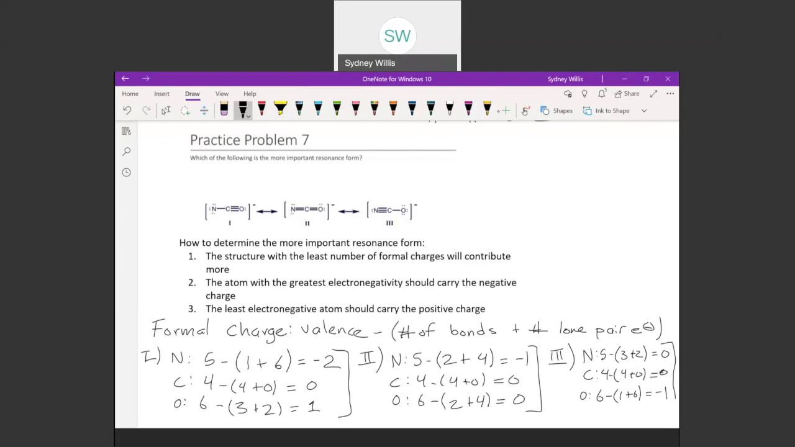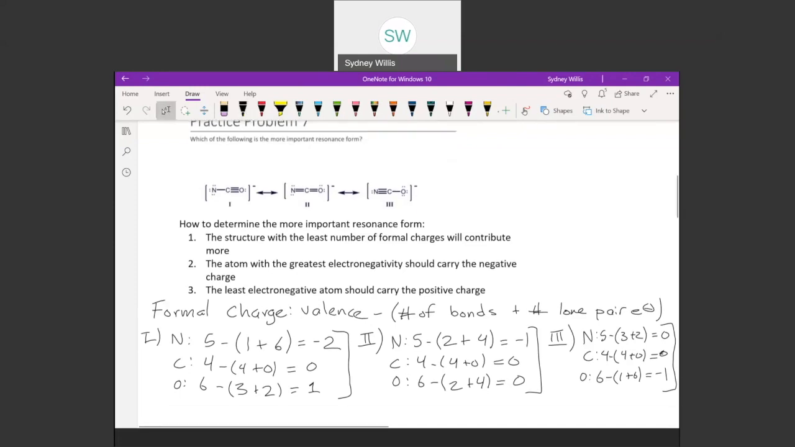So now we have to determine, out of these individual formal charges of the atoms, which structure contributes most to the resonance form. Well, we can look up here at our rules. The structure with the least number of formal charges will contribute more. Well, structure 1 has 2 atoms with formal charges, and the other 2 both only have 1. So we know that it's not going to be structure 1.